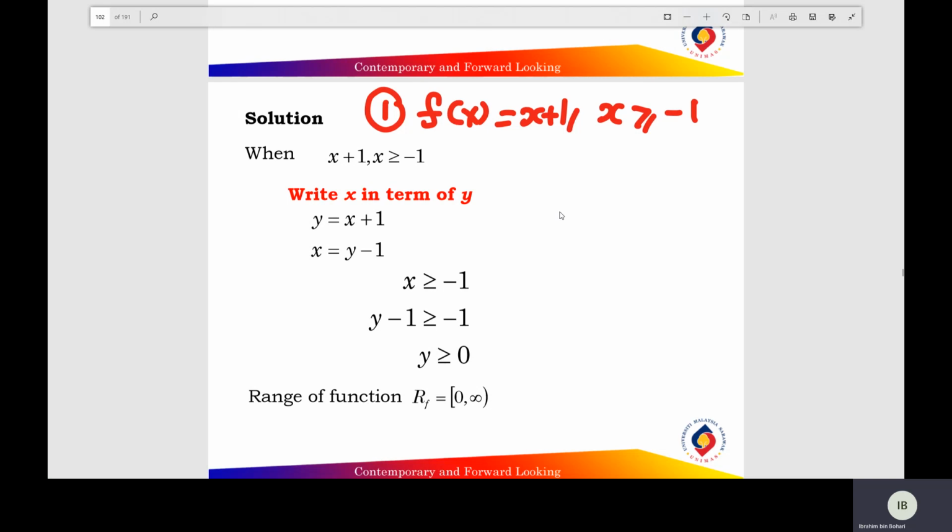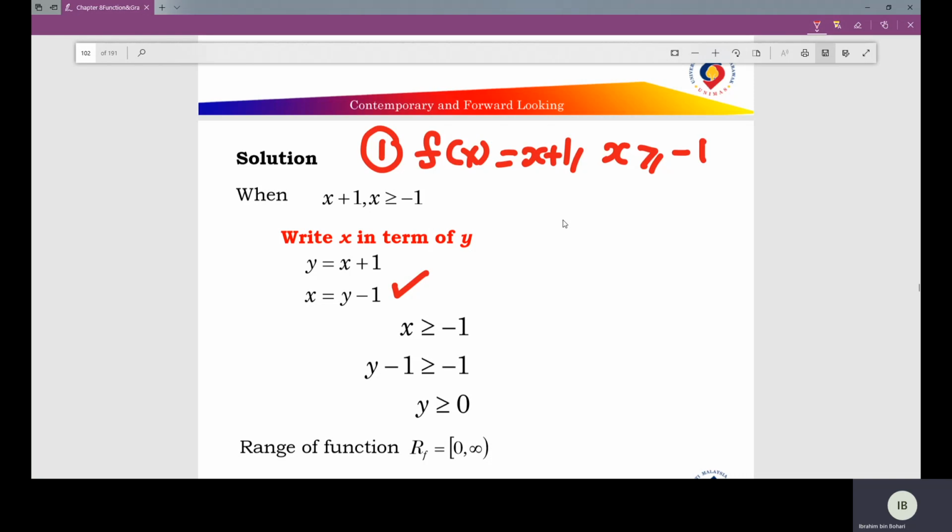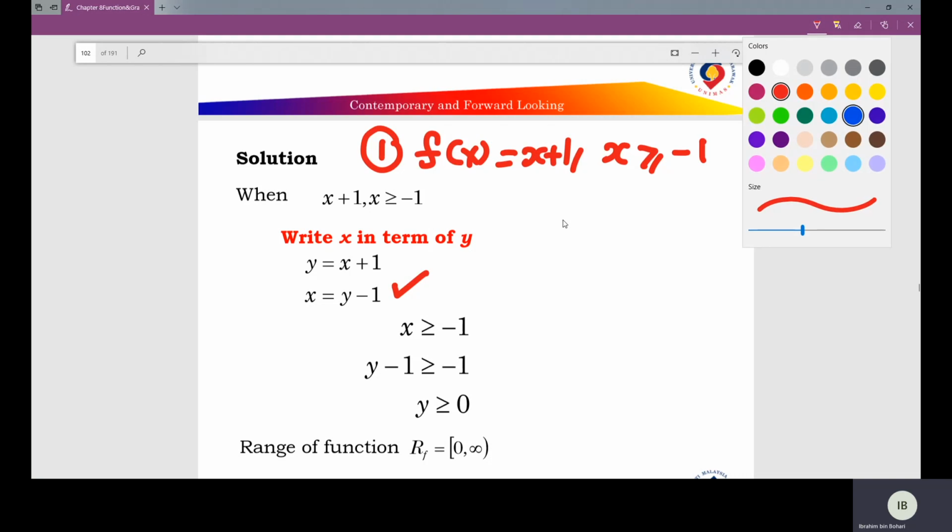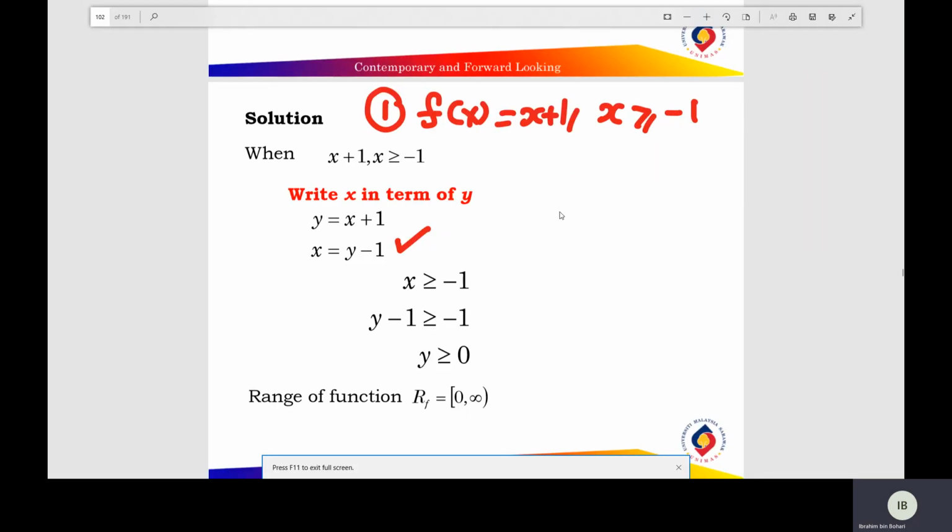Okay, so you let y equal x plus 1, and write down x in terms of y. So x equals y minus 1. Okay, and the domain of the function, x is greater than or equal to negative 1. So here is the domain of the absolute value function.